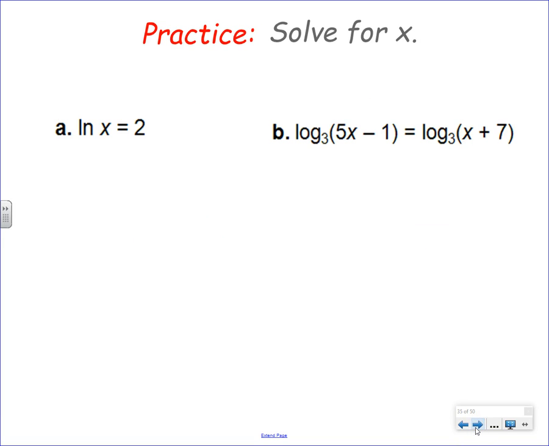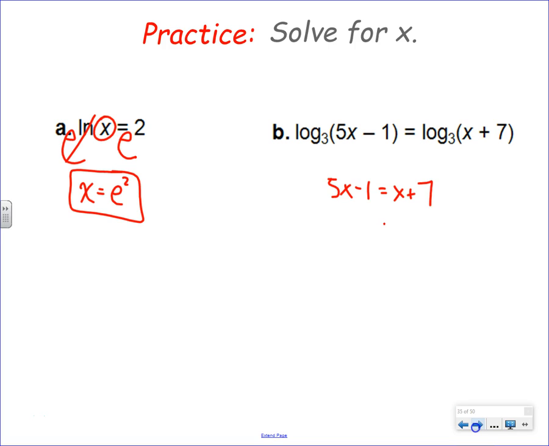So what are we going to do on these ones? How do I undo an ln? Exponent of e. So what's going to be left? Leave it. Don't do a decimal. That's gross. Ooh, but what property do I get to use for that one? So I can just say 5x minus 1 equal to x plus 7?